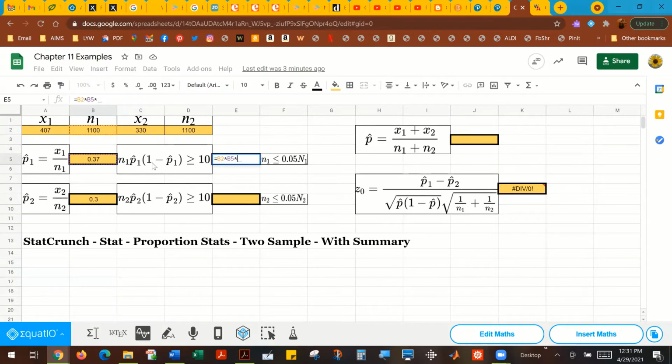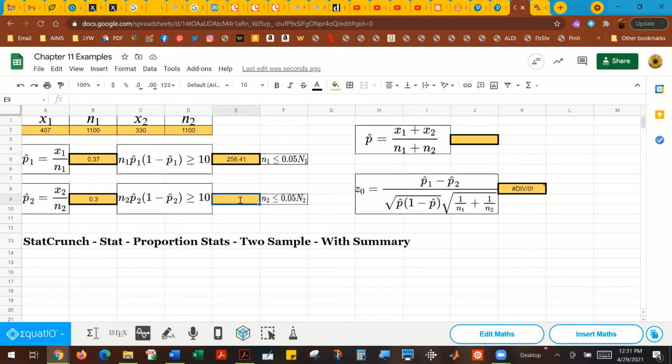So I'm going to click on that cell, multiply again. And then we have to do 1 minus P1, so I'm going to put that in parentheses. So open parentheses, 1 minus, I'm again going to click on my P1 cell, close parentheses. And we have to see if that number is going to be greater than or equal to 10. And you will see it comes out to be 256.41. So yeah, that's a pretty decent size number, right?